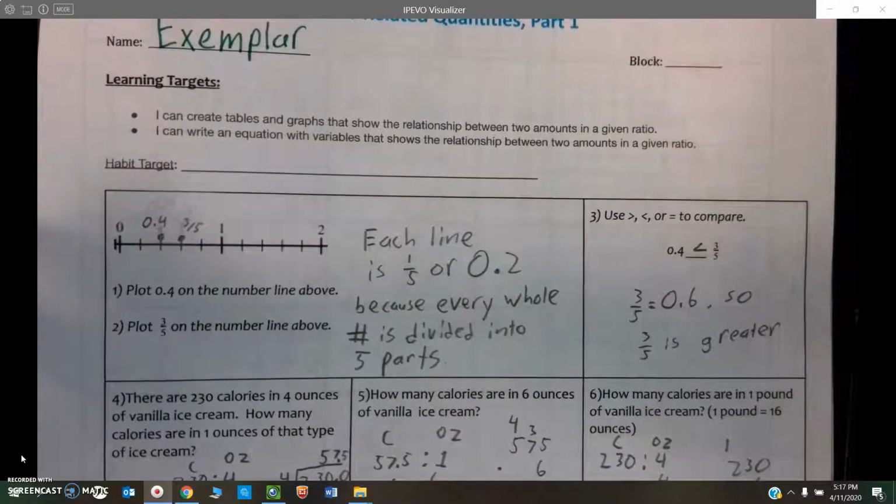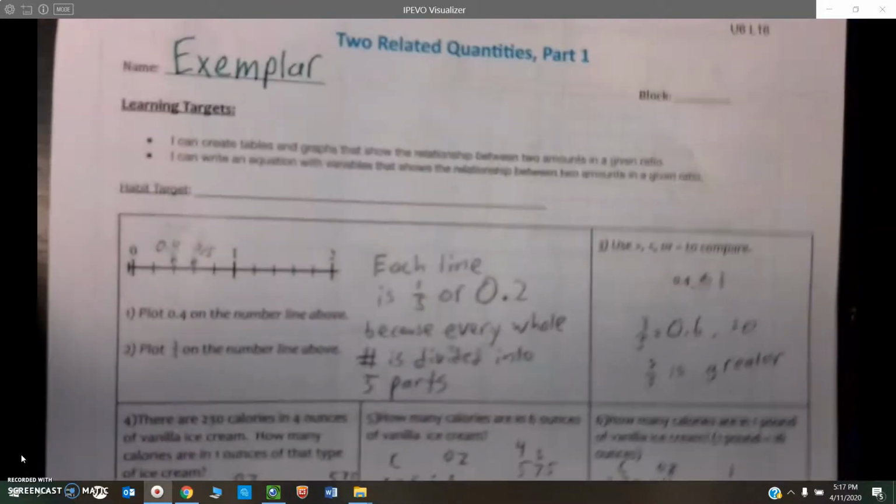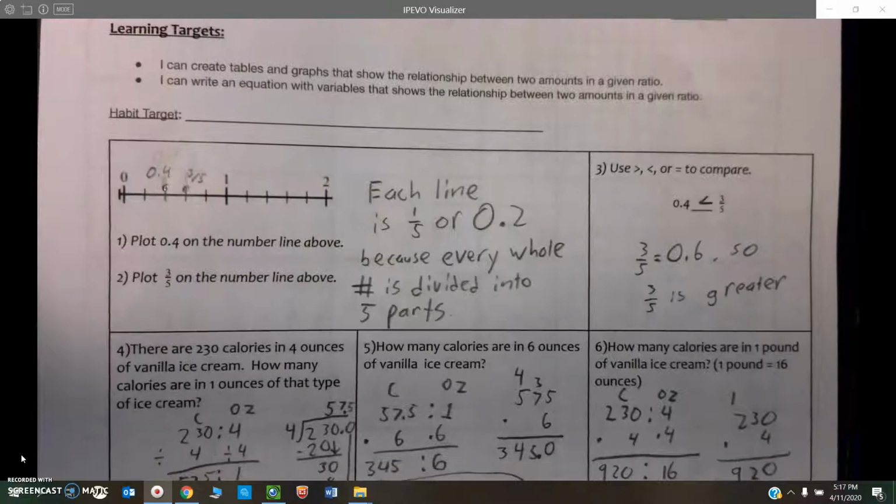Hello everyone. So the purpose of this video is just to go over your do now and fluency practice from today's lesson. So we're going to do this quickly, just like we would in class, just going to brush over things quickly so you can check your work.